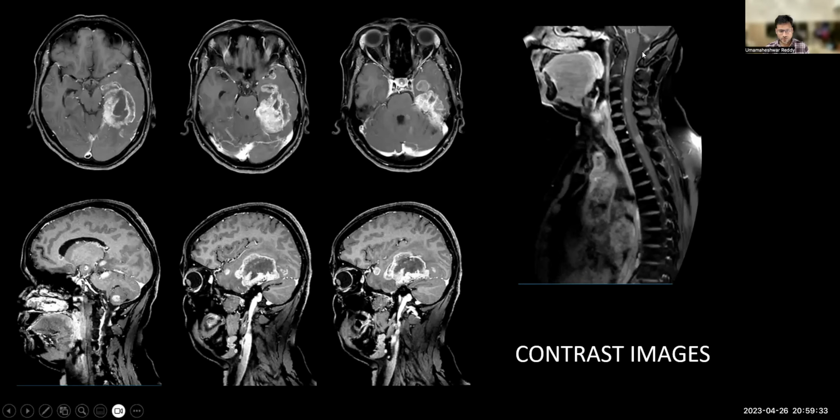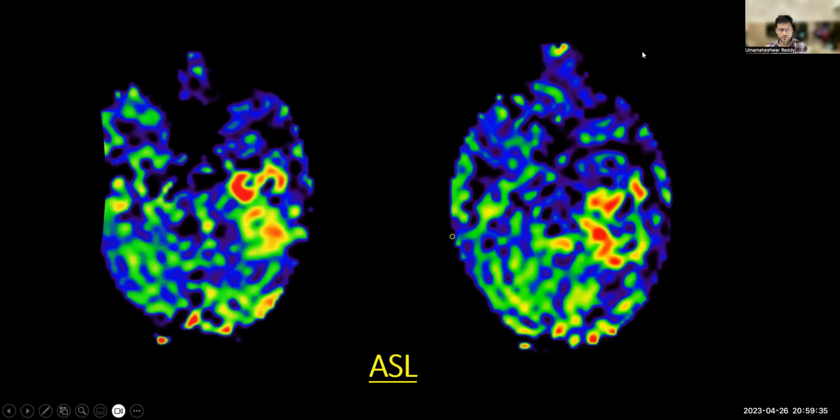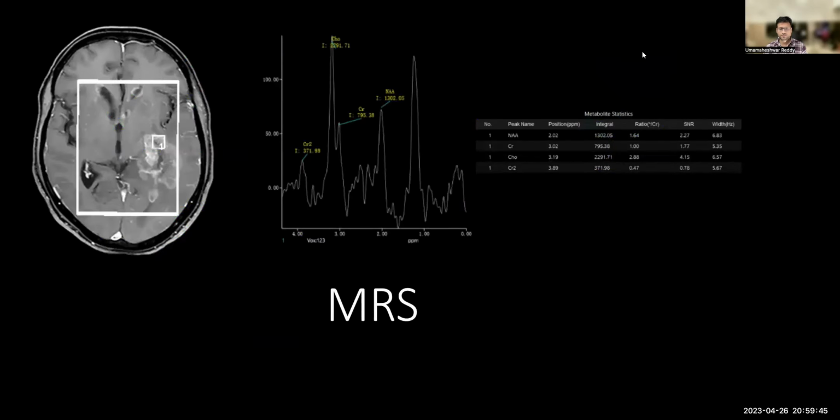Okay. So this is perfusion imaging. Write down your findings. This is spectroscopy. At this point, what is your diagnosis? Okay. The differential diagnosis is all accepted.